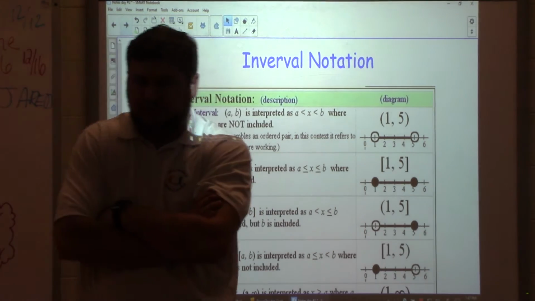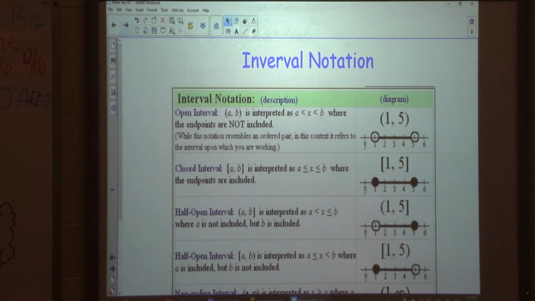First and foremost, interval notation. Interval notation is when we're trying to write out what solutions we have for a certain inequality or for a certain set of inequalities. So like what solutions would work.